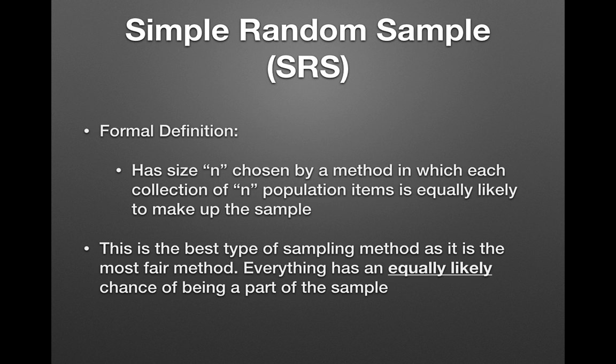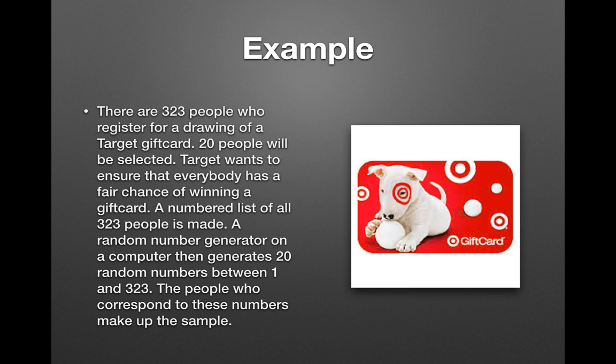And so a simple random sample is actually the best type of sampling method because it's the most fair. Everyone, everything, whatever the thing is that you're dealing with has an equally likely chance of being part of the sample. So there's no one thing that is more likely to be picked than another. And so it makes everything fair, everything equal, and it's just the best type of sample that you can conduct.